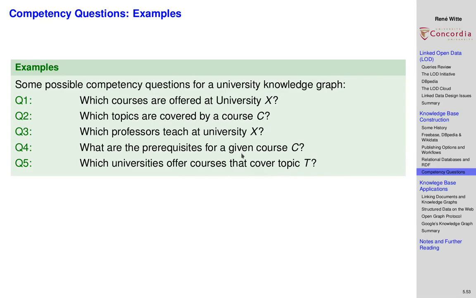So after writing this down, you can then select the vocabulary and the structure of the graph. And during development, you can check if your graph is able to answer these questions.